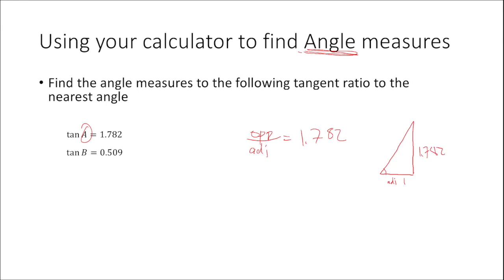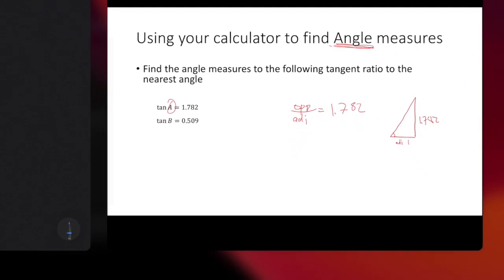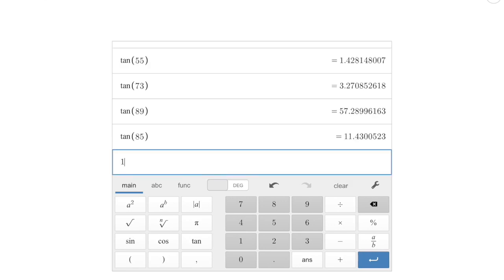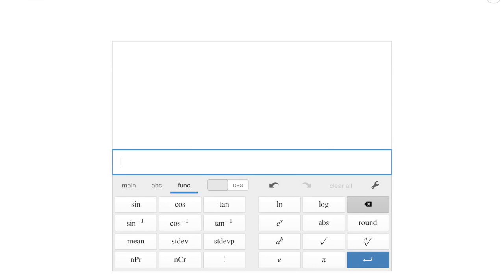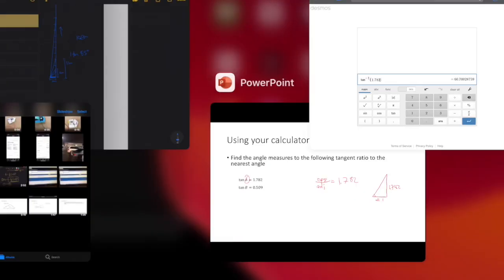Now, let's see what that translates into. If I have a tangent ratio of 1.782, let's see if I can find the angle. And everyone's calculator, of course, is different. We'll find it. Okay, so how are we going to do it on my calculator? 1.782. There we go. There's a tangent inverse. Tan minus 1, and we're going to put 1.782. It's basically 60.7. Is that what we get here?